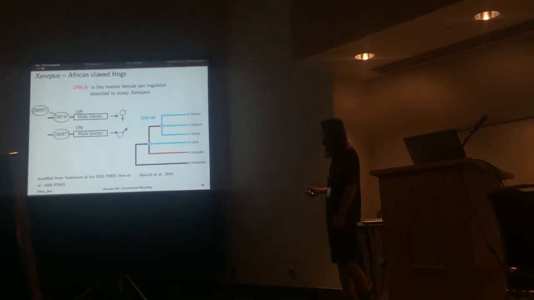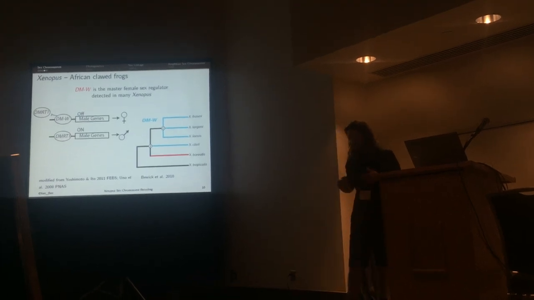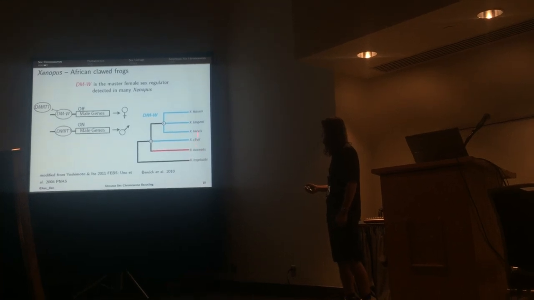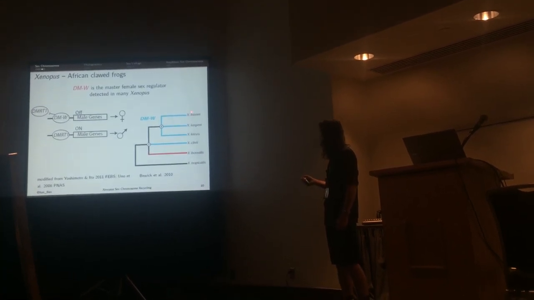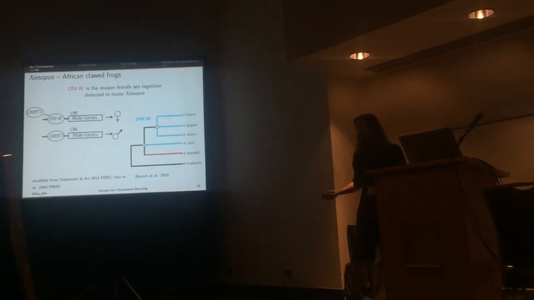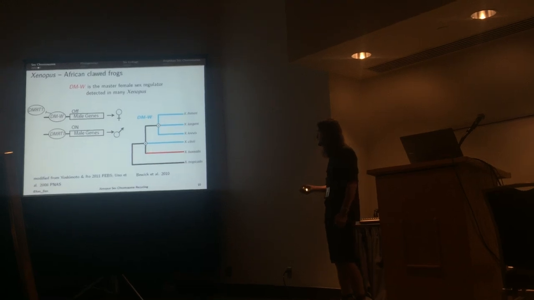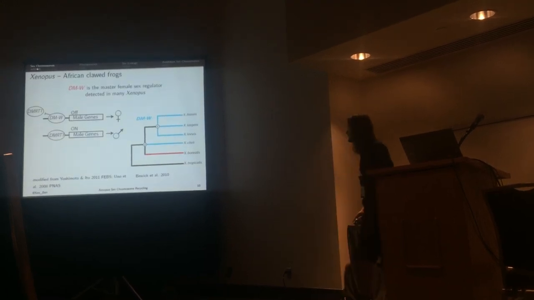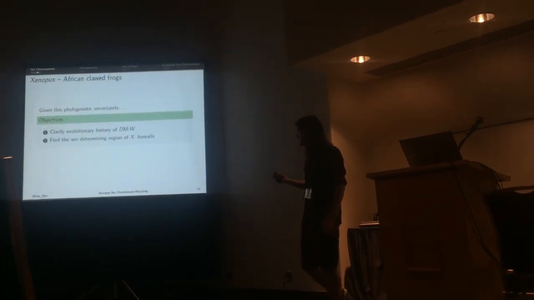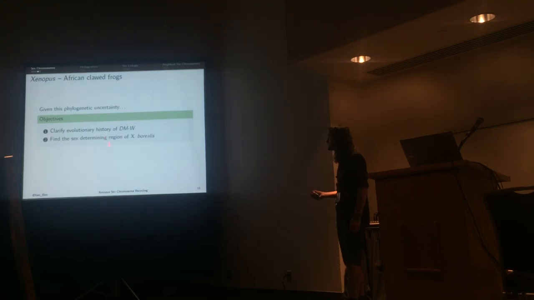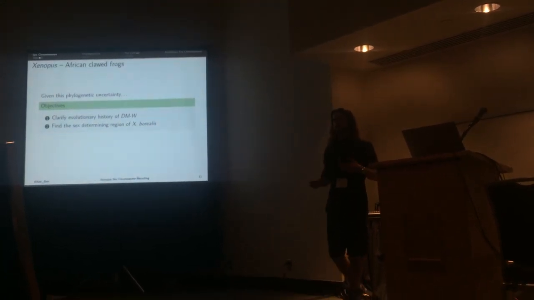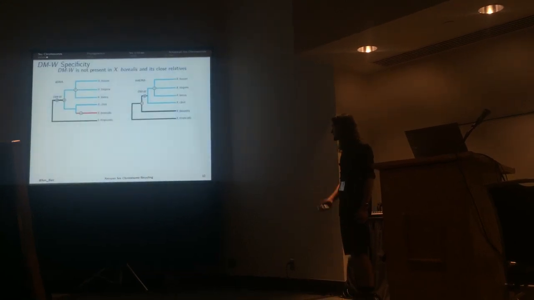So this is just a simplified look at the phylogeny with taxa representing major lineages. These are the taxa that I knew. So DMW is present in a number of them, but it is not in this Borealis lineage or its close relatives. You can see there's some phylogenetic uncertainty in these places. So given that uncertainty, my objective is to clarify the evolutionary history of DMW and try and find out what this sex-determining region is in Borealis and its close relatives.